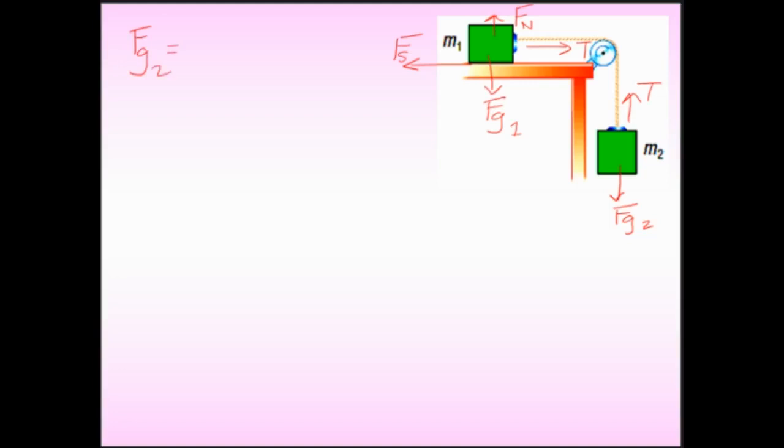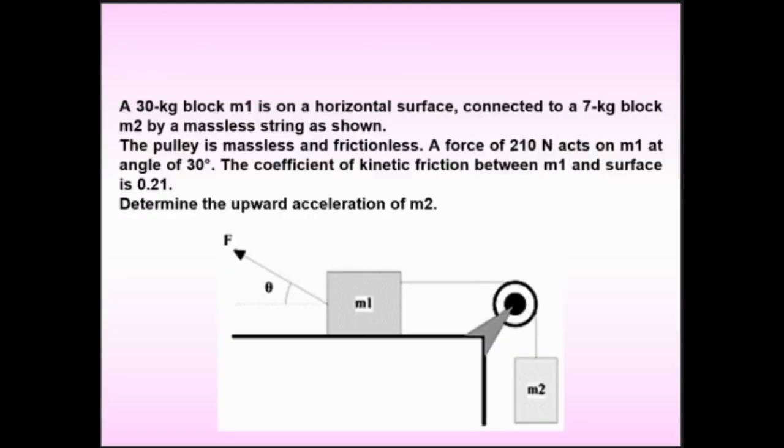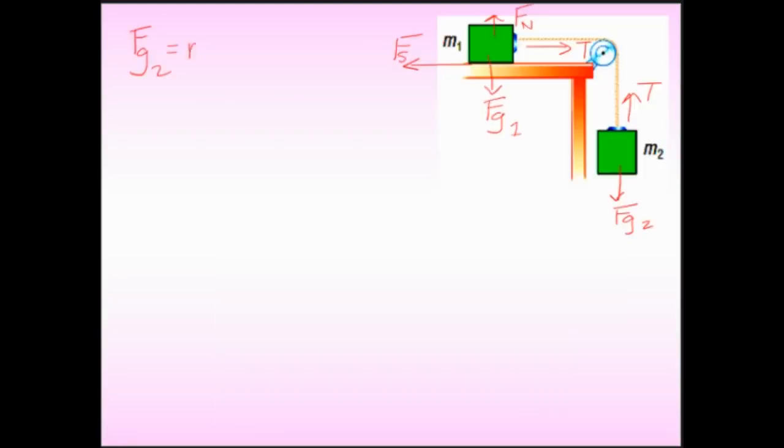Fg2. What's Fg2? What's the equation? Fg equals M2g, which is what's mass 2? The hanging mass, not the table, the hanging. 12, all right? So 12 times 9.8. How much is that? Well, that's very close to 120. Actually, it's 117.6, yeah.